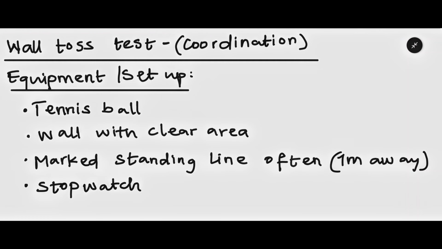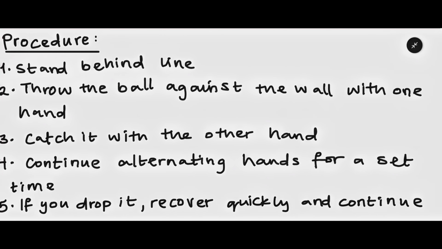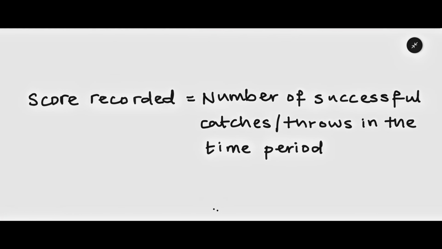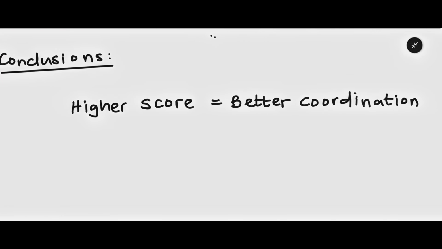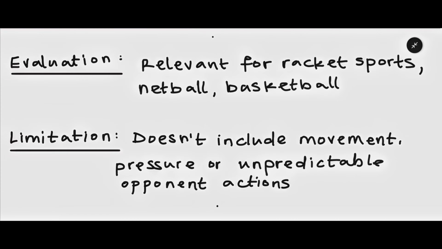Next up, we have the wall toss test, which is testing coordination. Again, equipment setup, as you can see on the screen. The procedure here, as you can see on the screen. Here's how the score is recorded: by the number of successful catches and throws in the given time period. The conclusion, and finally the evaluation and limitation of this test.